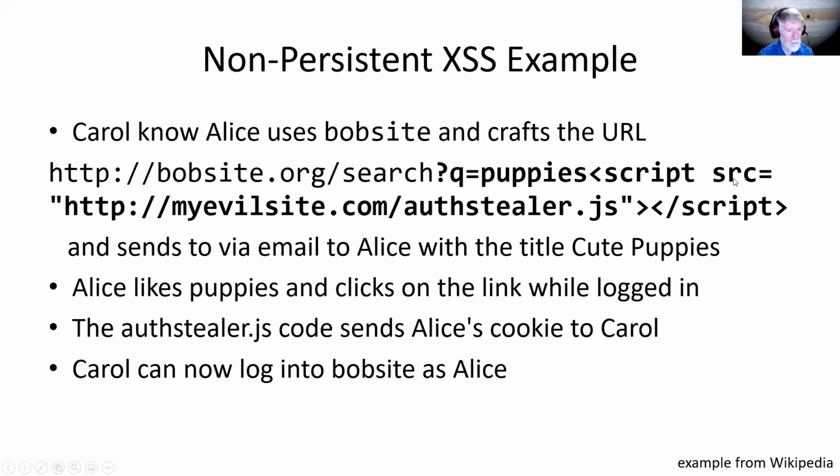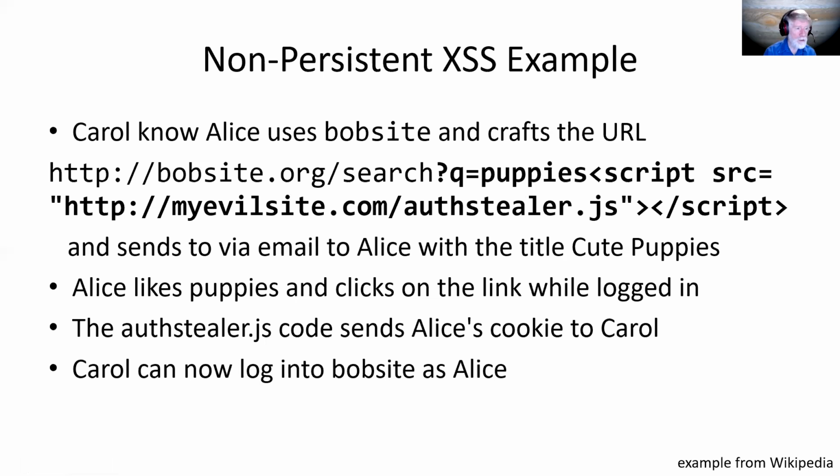We're going to go out to this website, which we assume Carol controls, the evil site, and get authorizationstealer.js, the JavaScript file. And so she puts this in an email with the title cute puppies, and knowing that Alice likes puppies, she's going to click on the link sent to her by Carol. And so it's going to go out there. Alice will see it go to Bob's site, bobsite.org, and then it will return the query and the script.